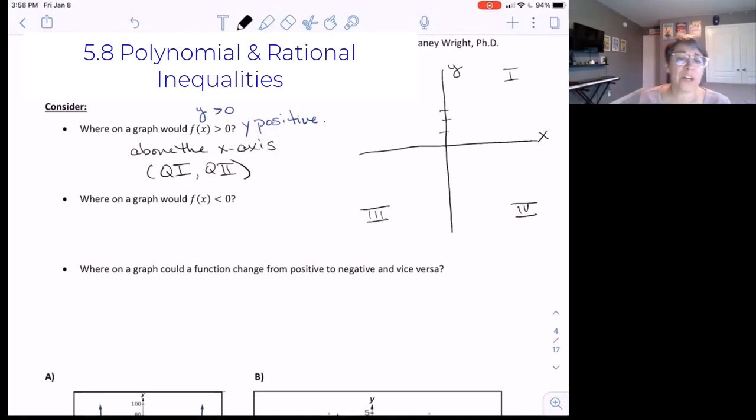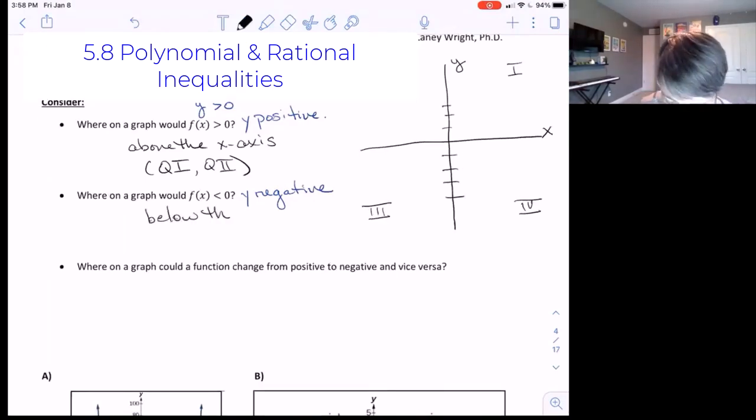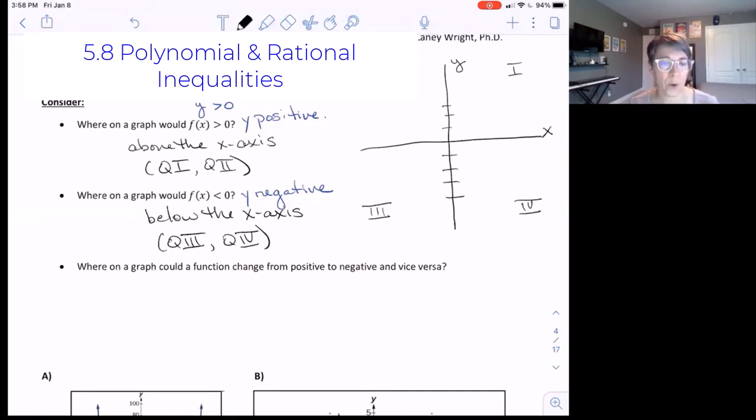Likewise, if they ask us where on a graph our function value would be less than 0, again, that's where our y values are negative. That would be down here below the x-axis in quadrant 3 and quadrant 4. So let's consider, where on a graph could a function change from positive to negative and vice versa, from negative to positive? Let's take a look at the two graphs below to answer that question.